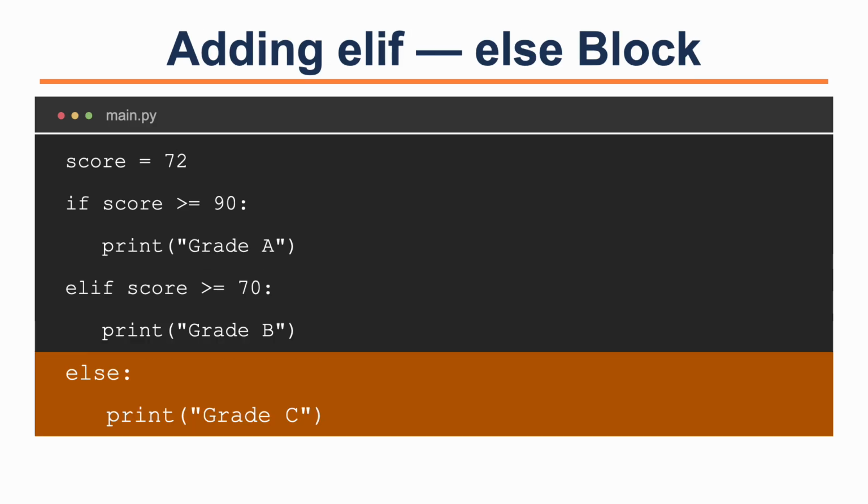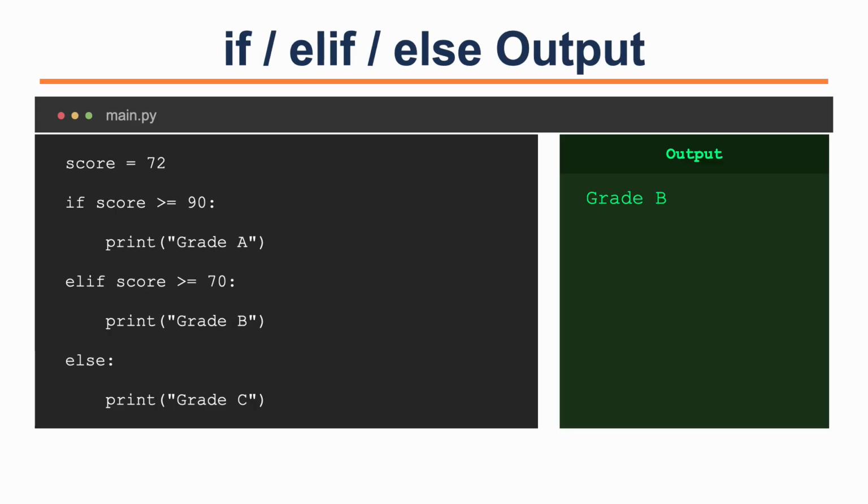The else block closes the sequence. It has no condition. It runs only when every condition above it was false. Here it prints grade C for any score below 70. The complete if, else if, and else block is now ready. Score is 72. The else if condition passes. Python prints grade B and stops checking.